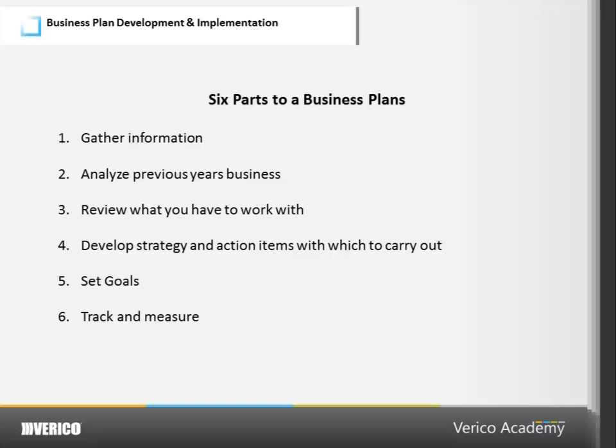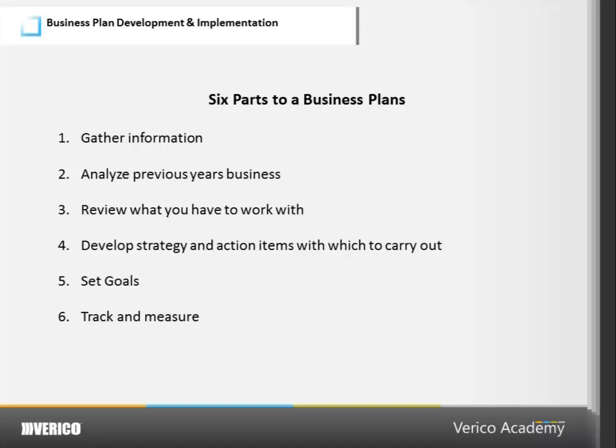Whatever it is that you do, just be sure and remember that there are 6 parts to creating your business plan. The first part is to gather the information. So it's important that you know what's going on in your economy, what's going on in your market, and what's going on in the industry in order to create your business plan. As you'll see from this presentation, we're going to be supplying you with that kind of information.